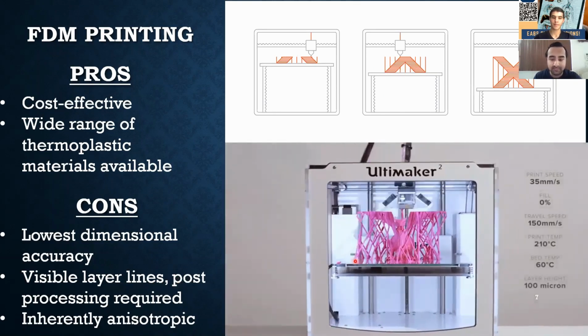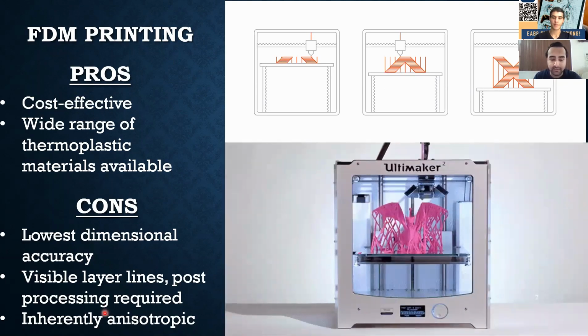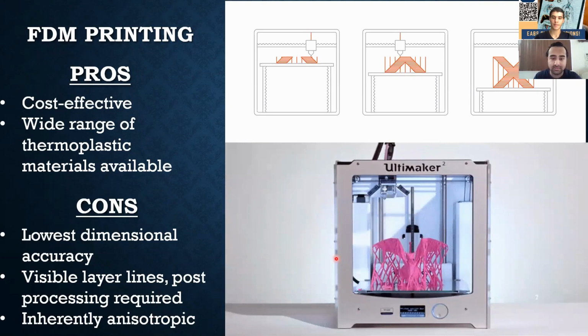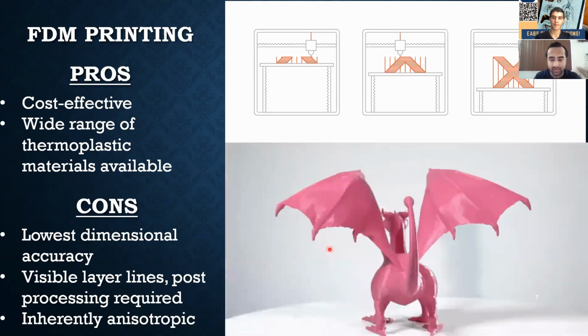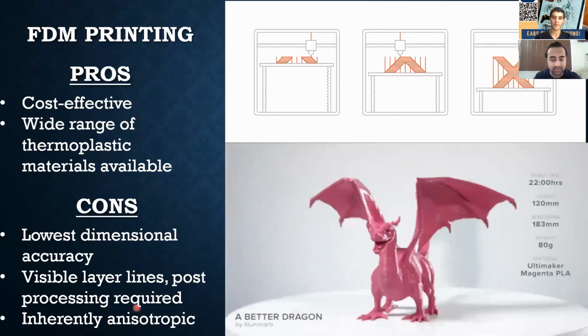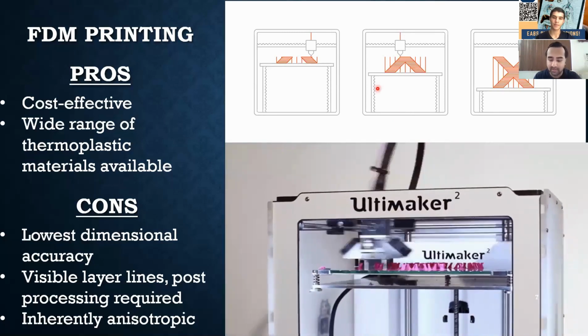And because it prints from one direction up, it's inherently anisotropic. So as opposed to the first printing method we talked about with the powder bed fusion, which was isotropic, this is anisotropic because of the method that you're doing your printing.